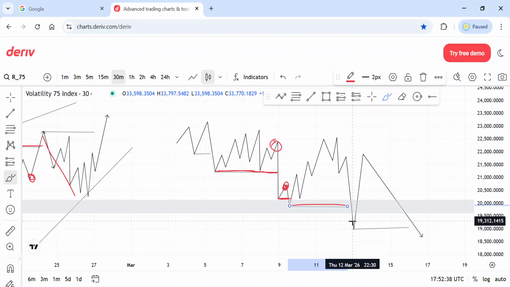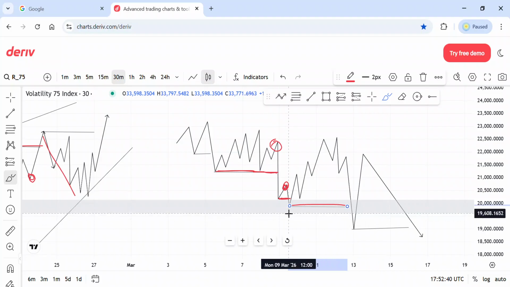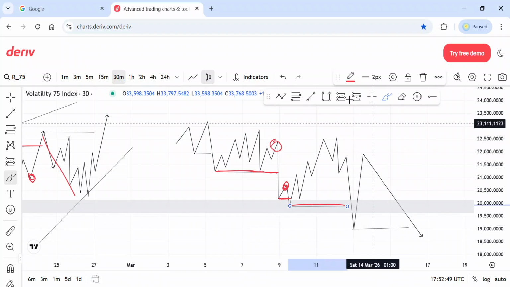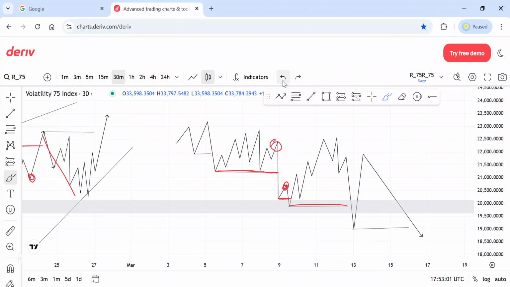Why? I told you that major inducement occurs after a breakout structure. But as you can see, after this breakout structure, we don't have any major inducement. If we had seen something like this to the downside, then this high would have been our major inducement. But nothing like that happened. So there wasn't any major inducement.